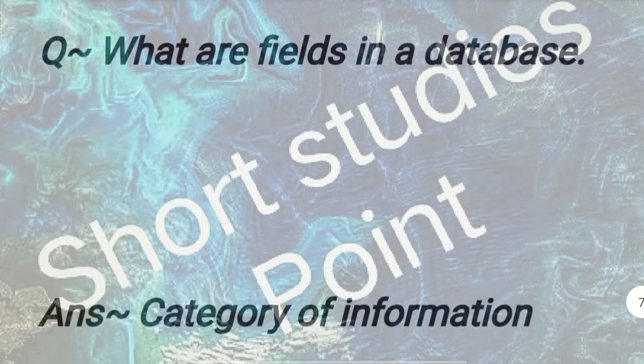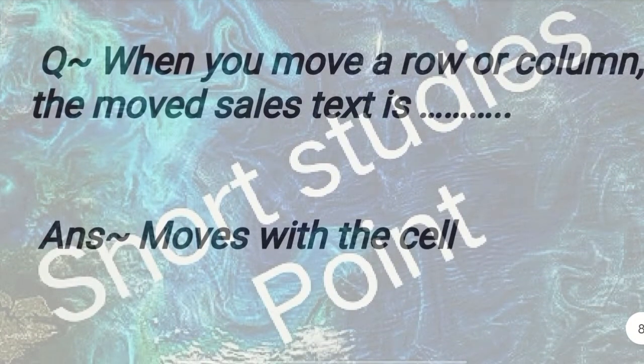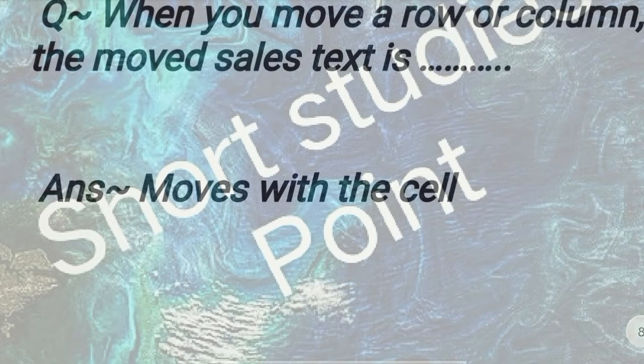Next question: dash are the main memory parts? Answer: CPU key. Next question: what are the fields in a database? Answer: category of information. Next question: when you move a row or column, the moved cell's text is dash. Answer: moves with the cell.